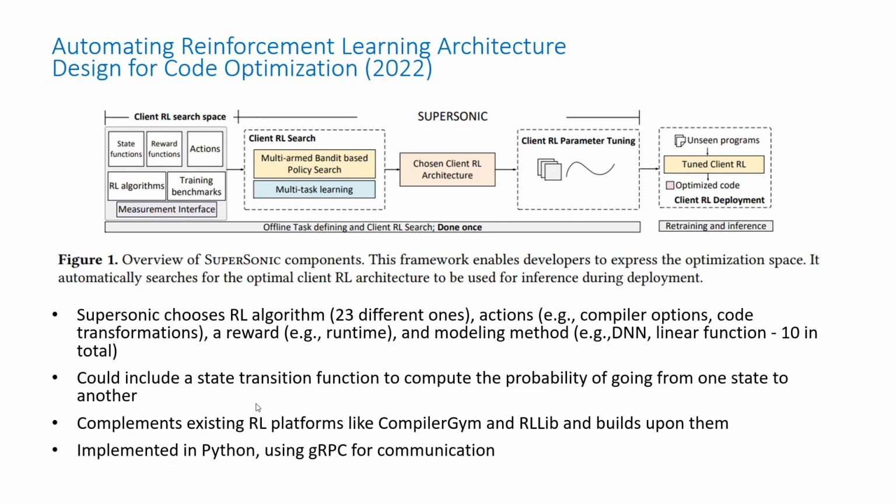They could also include a transition function for the state, for the probability of going from one state to another. And they build on top of compiler gym. Compiler gym, I think, is used downstream in the pipeline of their workflow, and also they use RLlib. Also, like compiler gym, they use Python and gRPC for communication.